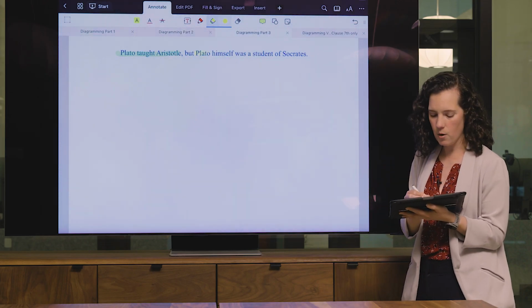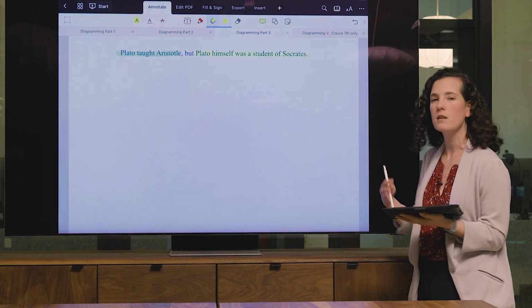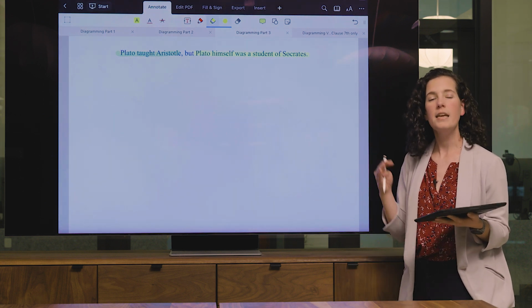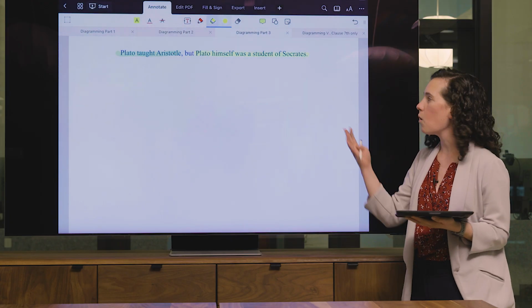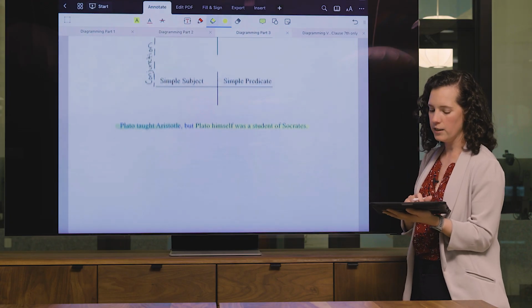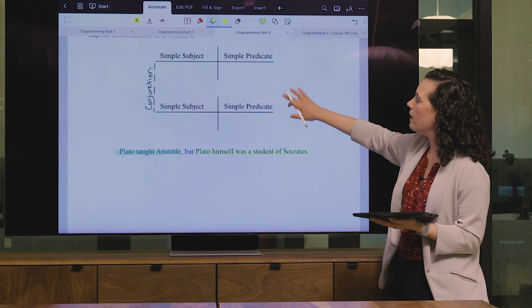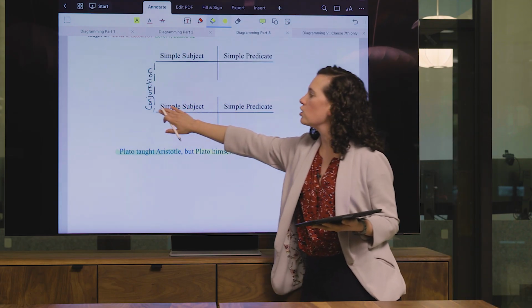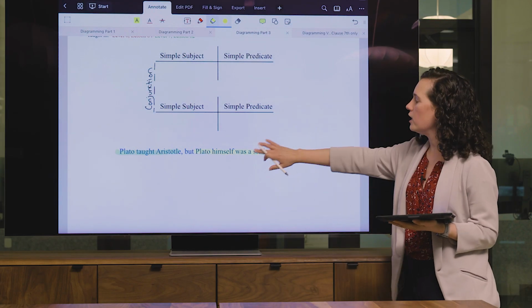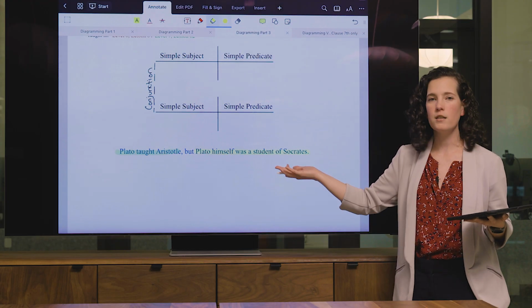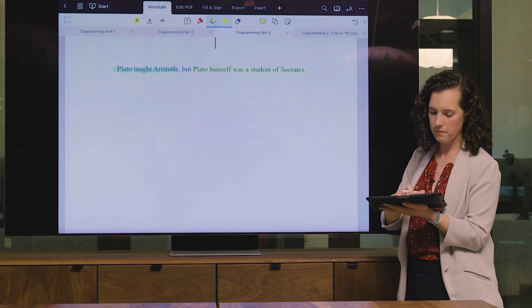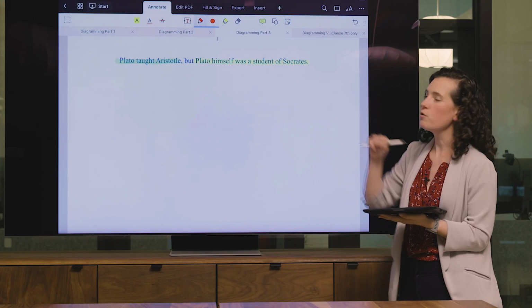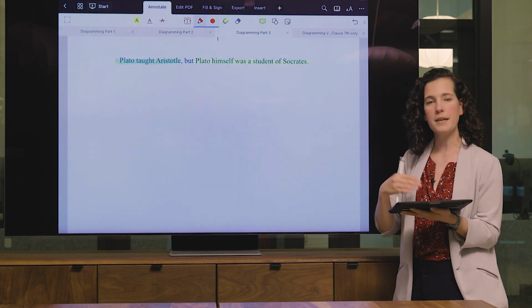And then this, Plato himself was a student of Socrates. That's also a simple sentence. Each of those you already know how to diagram by themselves. So all you're doing now is diagramming one above the other and placing your conjunction off to the left. But each of those clauses are diagrammed as you already know how to do. So let's diagram this sentence. We always do the first clause above and the second clause below.